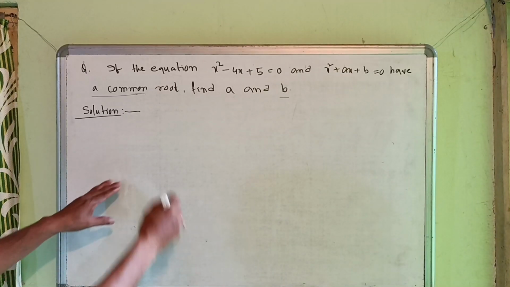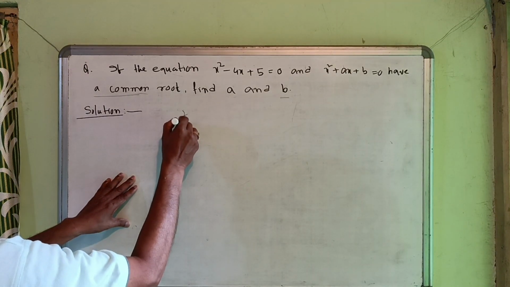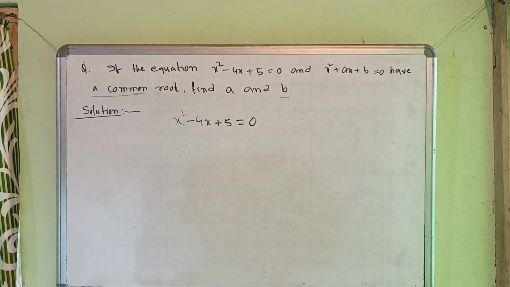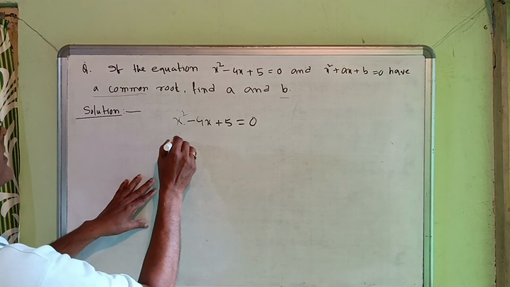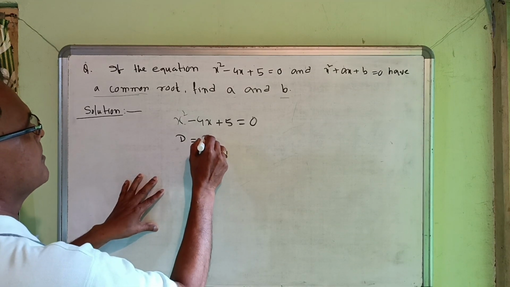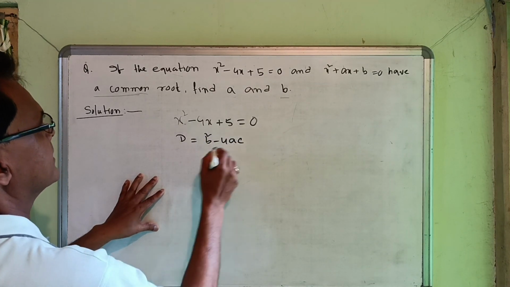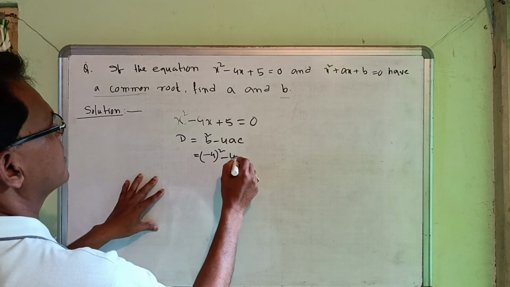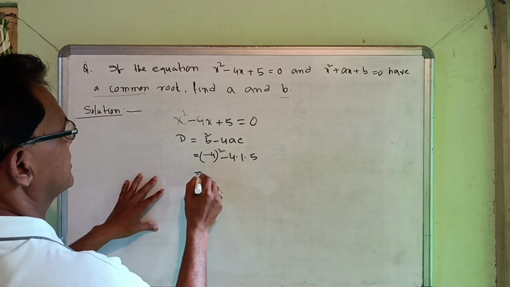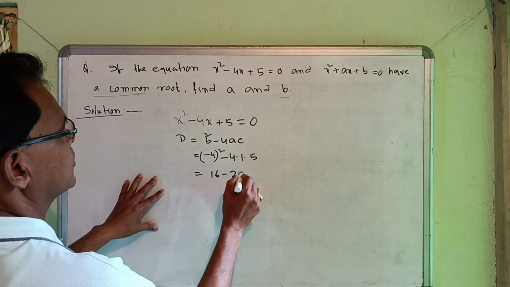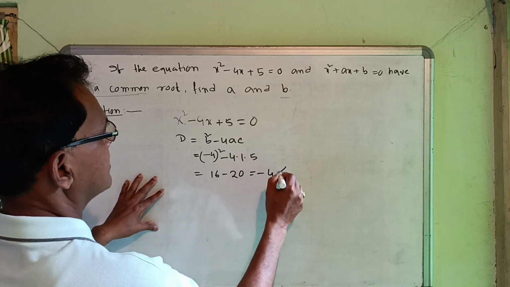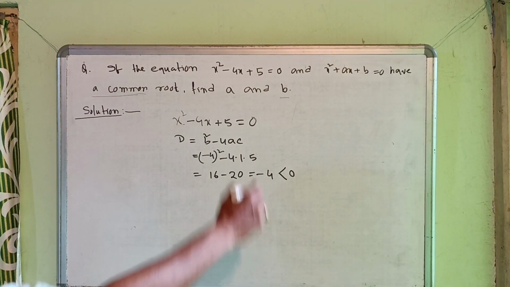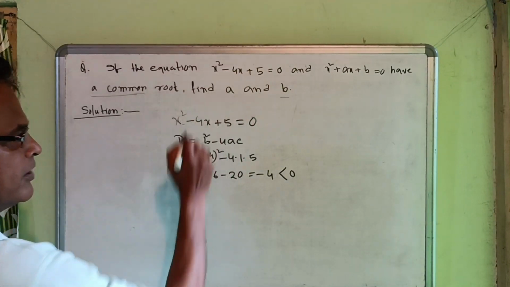First we take the equation x square minus 4x plus 5. Now we are finding the discriminant, D. D is equal to b square minus 4ac. From here b is equal to minus 4, a is 1, c is 5. This equals 16 minus 20, which is minus 4, that means less than 0. From here we conclude that this equation has imaginary roots.